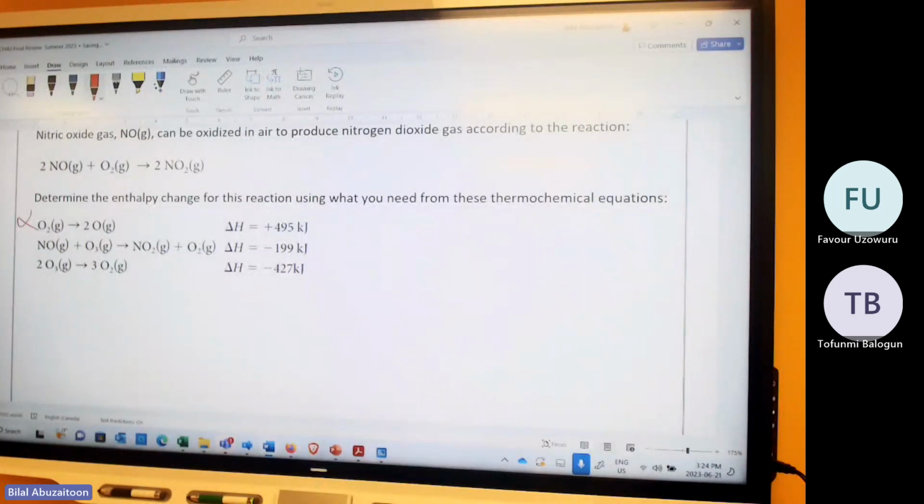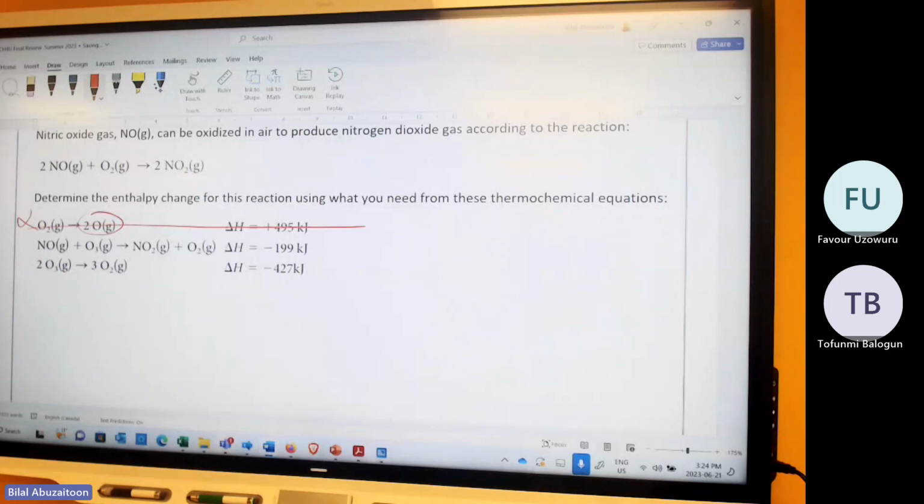Why? Because there is O, right? There is no other O in the other reactions, so it will not be crossed out. So no need to use it. You can have extra information and not necessarily use it. So the first one, you ignore, you ignore the whole thing, everything.